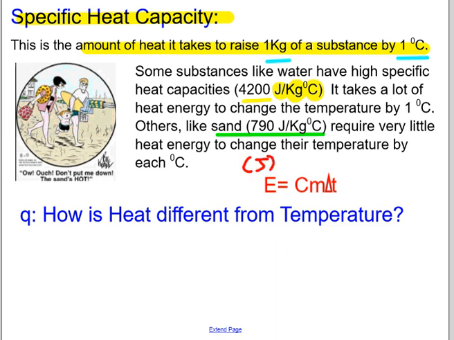We can calculate the energy in joules that is required to heat any substance up by knowing the specific heat capacity for that substance, multiplying it by the mass in kilograms and the change in temperature. This triangle symbol is called delta, and it means the change in. So this is the change in temperature in degrees Celsius. We won't be doing calculations of specific heat capacity in this course. However, the math is really quite simple. Remember, heat and temperature are not the same thing. Heat is energy. Temperature is the particle's response to that energy.